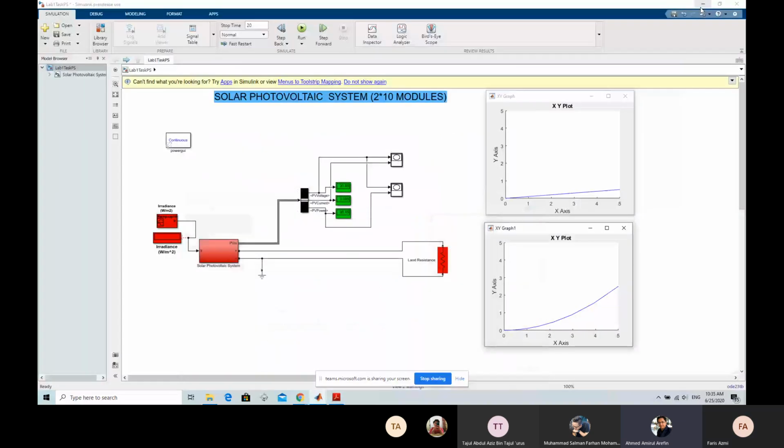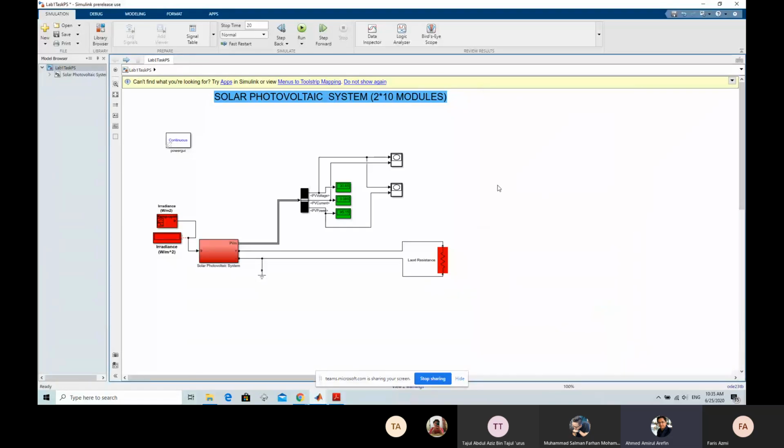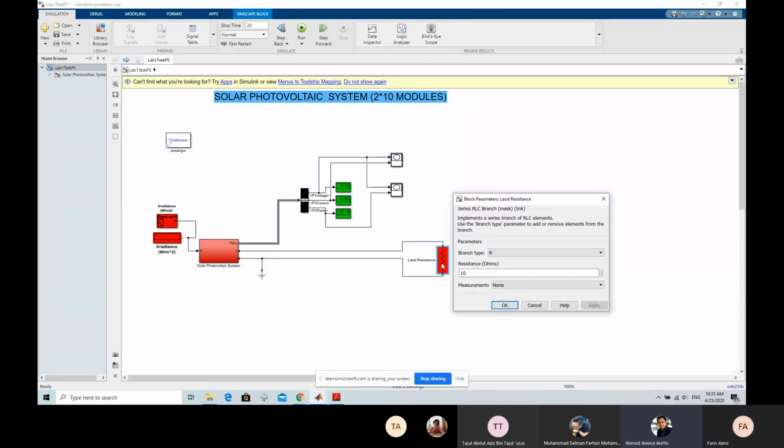Yeah, just close down the curves. Okay, so first we will do the short circuit analysis. You can see that there is a load resistance, the red one. Just double click it. Okay, you can see the value is 10. Initially the value is 10.